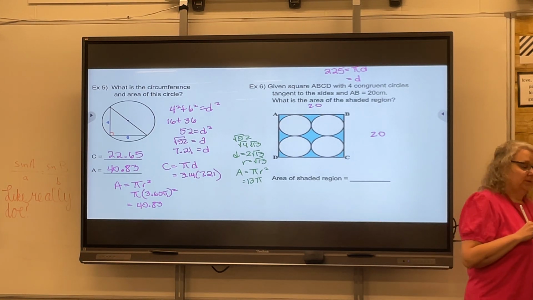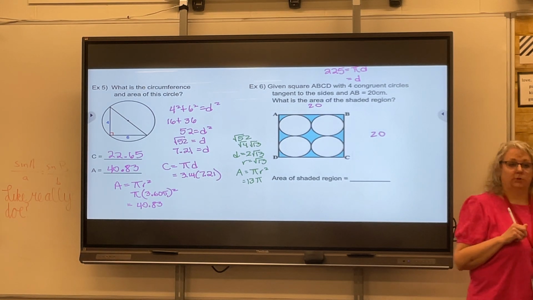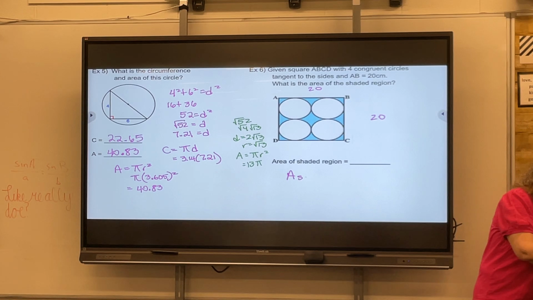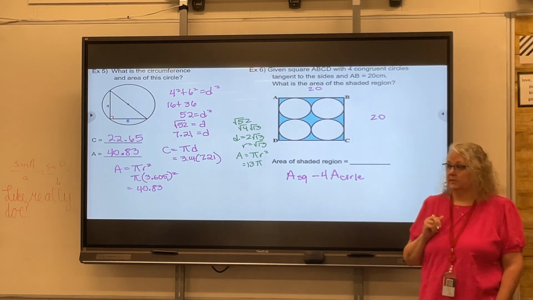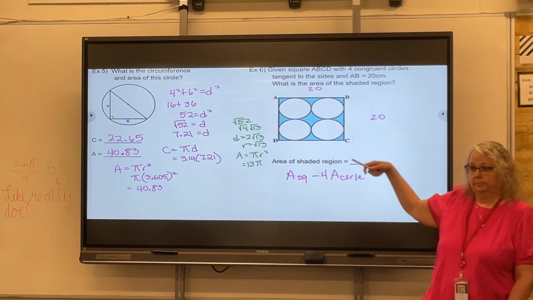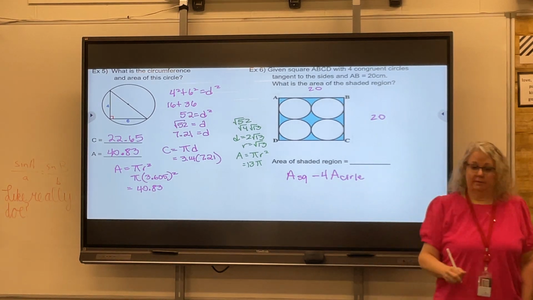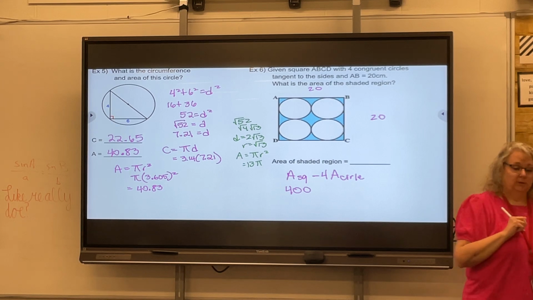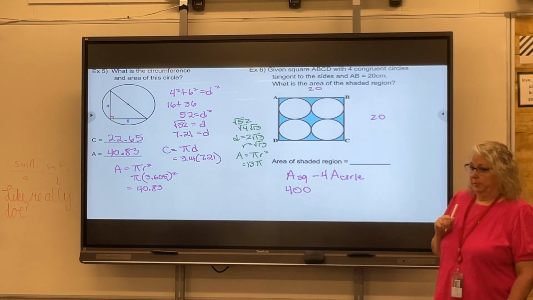How do I do this? How do I find those circles? You know the area of the square. That part's easy. The radius is 5, but the diameter is 10. And there are 4 circles, so I'm going to subtract the area of 4 circles for the shaded region. So I'm going to find the square and subtract the 4 circles. The area of the square is 20 times 20, so that's the 400. That's the easy part.